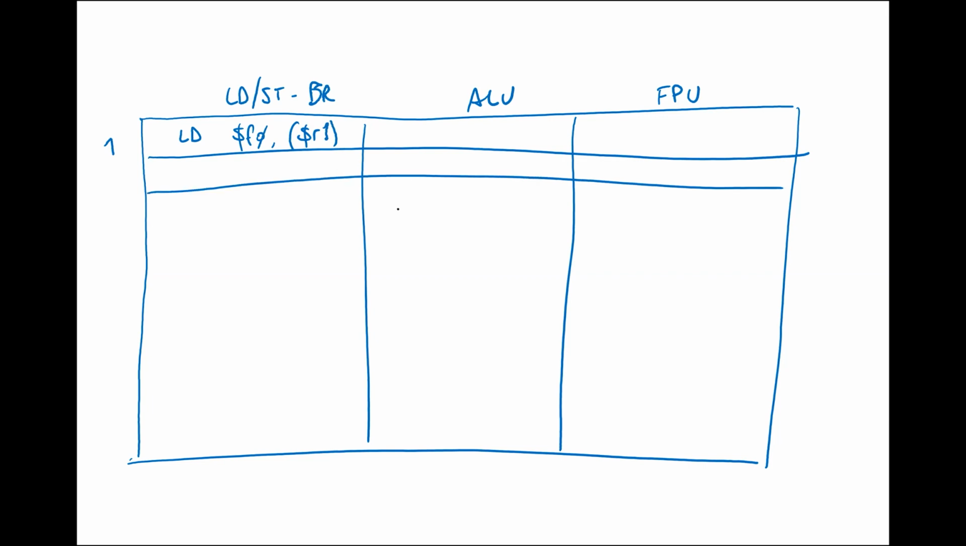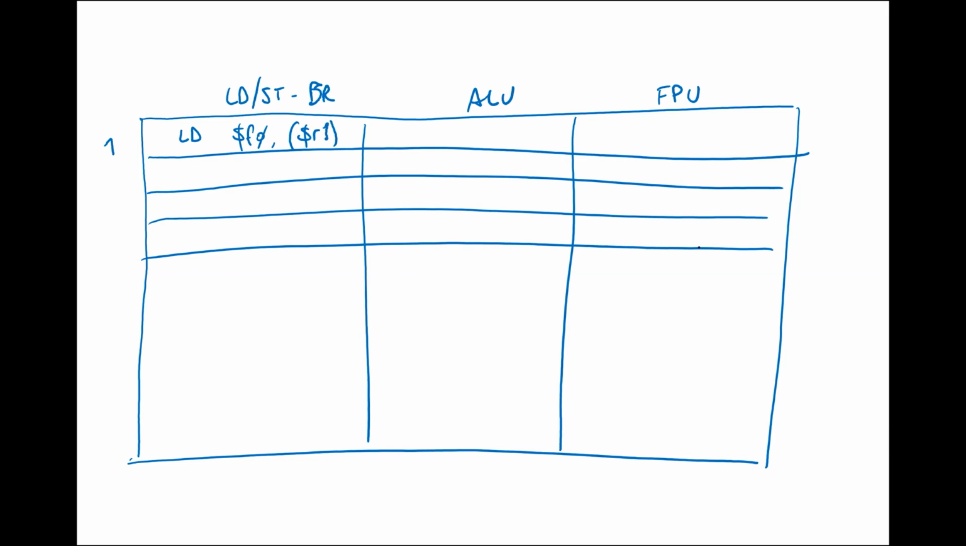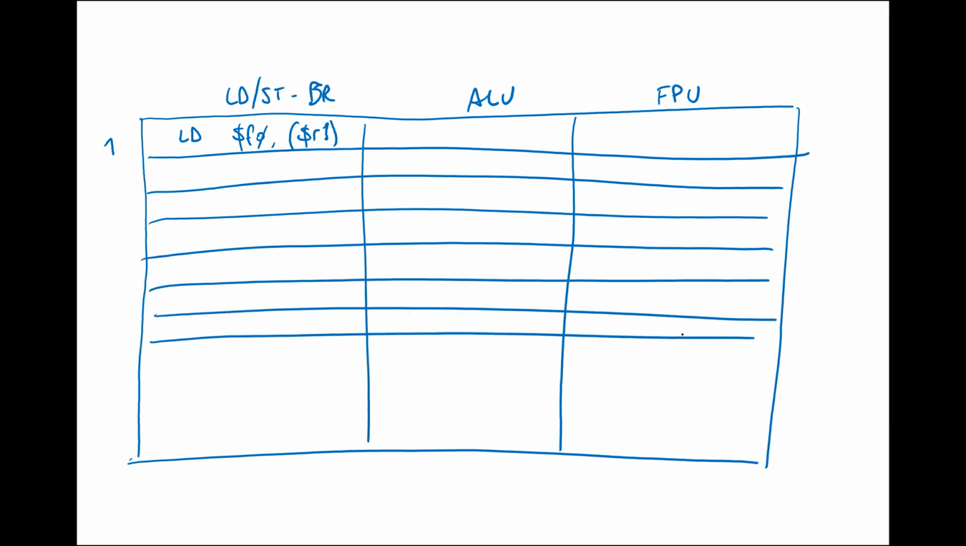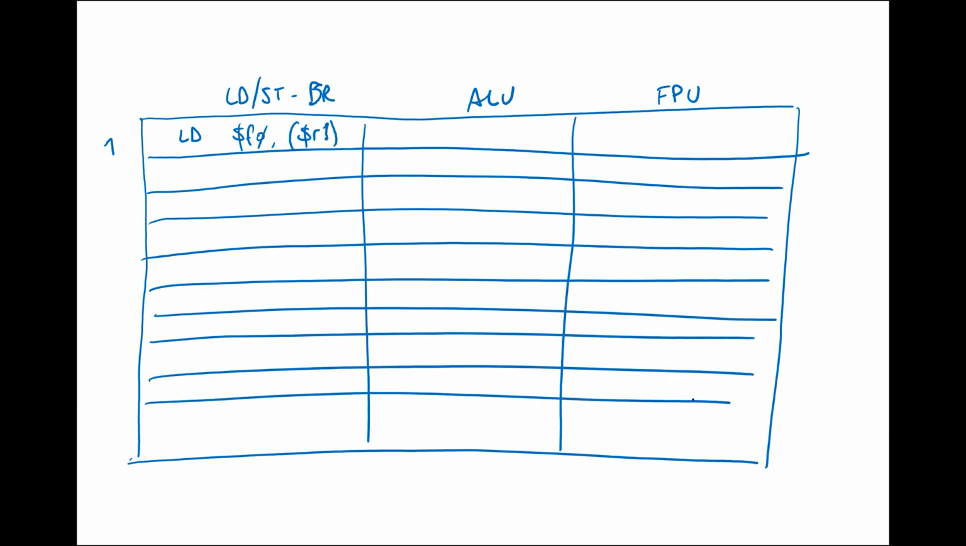What do we do next? The second instruction is a floating point add that has a dependency on the first instruction, on this load. We are told that this load takes two cycles to execute. So the add that will execute in the floating point unit will not execute the cycle after, but 2 cycles later. So the add.d, I don't put the parameters, but the add.d will be here.